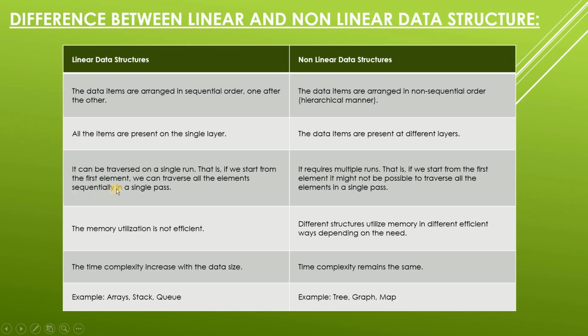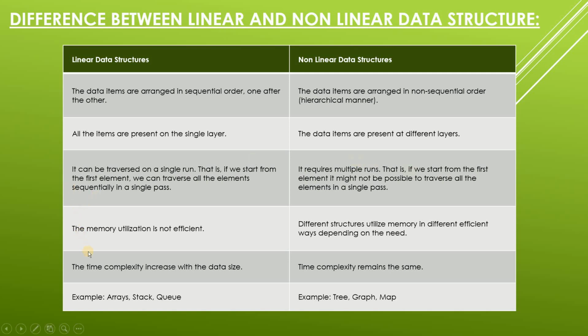Linear data structures can be traversed in a single run. That is, if we start from the first element, we can traverse all the elements sequentially in a single pass. Whereas, non-linear data structure requires multiple runs. That is, if we start from the first element, it might not be possible to traverse all the elements in a single pass.